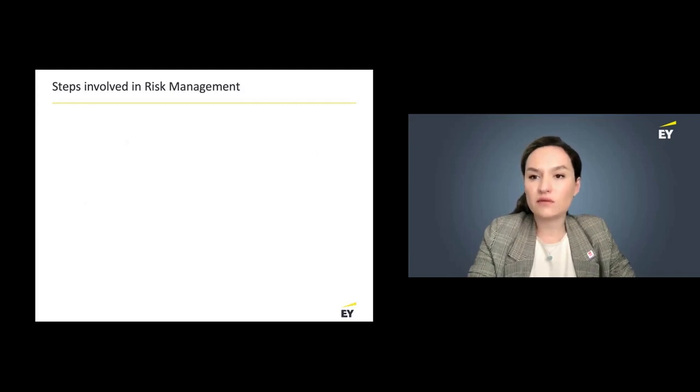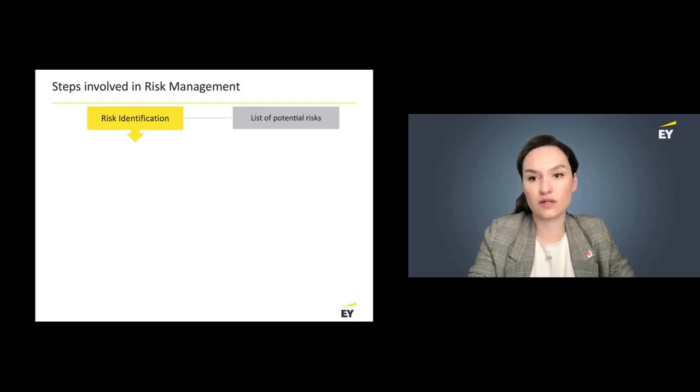What are the steps involved in risk management? Well, the first step is dedicated to the identification of risk. Identification of risks is basically making a list of potential risks applicable to the company. This can be done by means of brainstorming, questionnaires, interviews. So we need to sit down and think: what can possibly go wrong so that the company cannot achieve its initial goal?